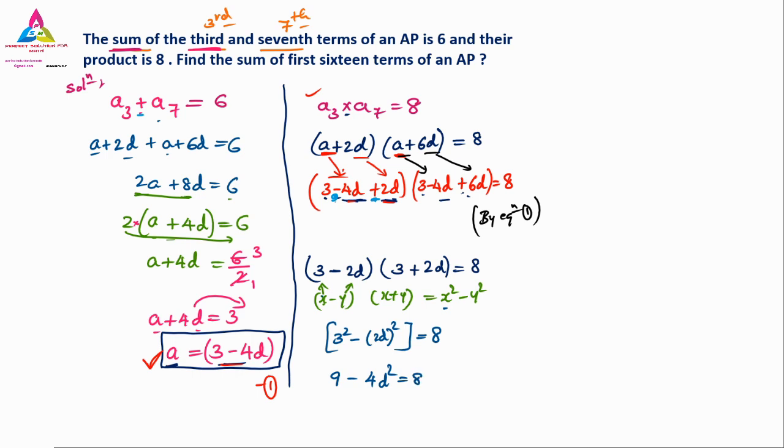Next part is very easy. The d is unknown. Here you can see we have already eliminated a. We don't have any a over here. So now we have to eliminate d also. We have to find the value of d.